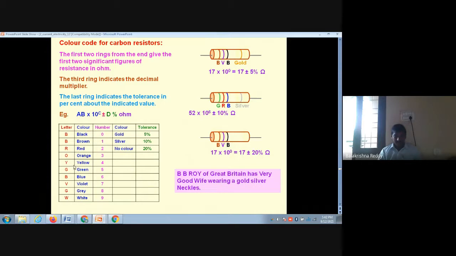B.B. Roy. Up to here, clear. After that, 'of' will come, but that 'of' is not considered in the acronym. Great Britain is considered: very, B is considered; good, G is considered; wife, W is considered. Wearing gold, silver, and N for necklace. Understood? Yes, sir. So this is the acronym.